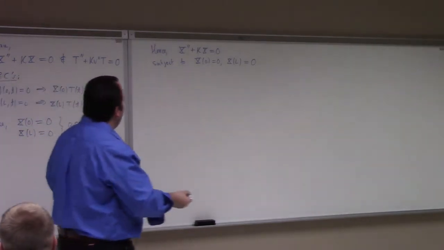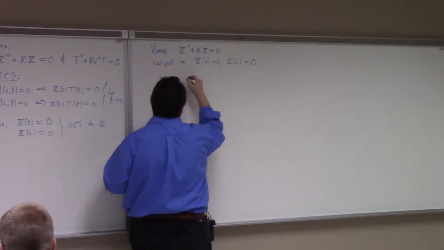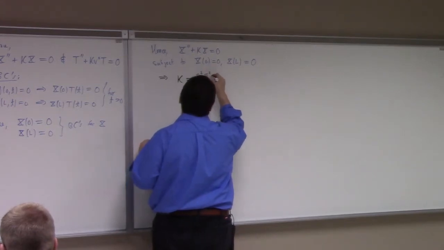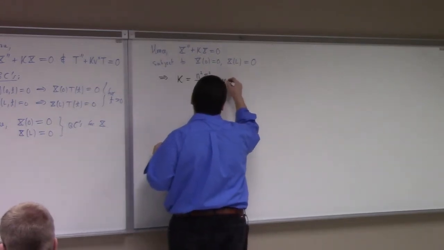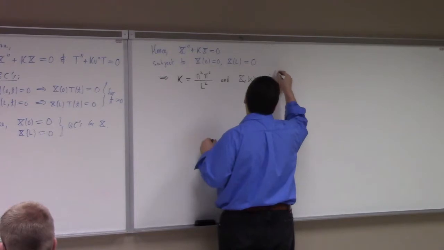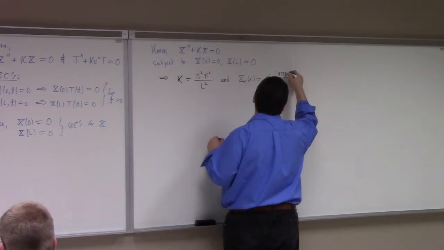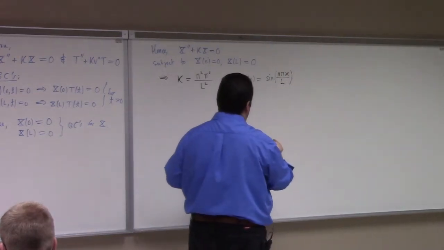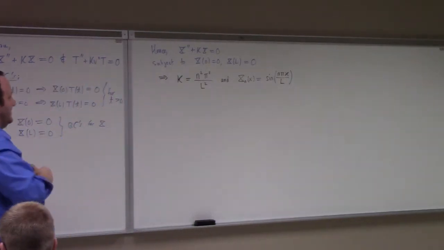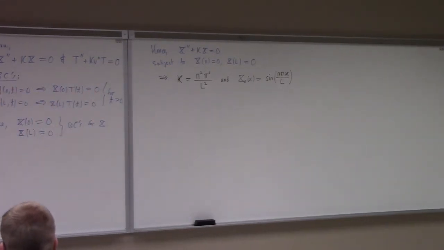Let's see here. This, by the work we did last time, implies that k has to, in fact, be equal to n squared pi squared over L squared, if I remember right, and x sub n of x is nothing more than sine of n pi x over L. There's something weird on the board. I don't know what. There was some sort of giant clump of red marker there. Anyway, sorry. Those are solutions to this boundary value problem.